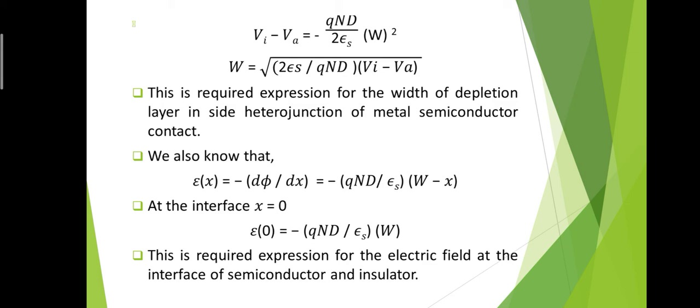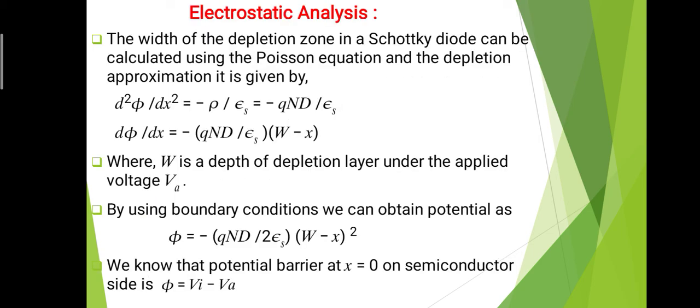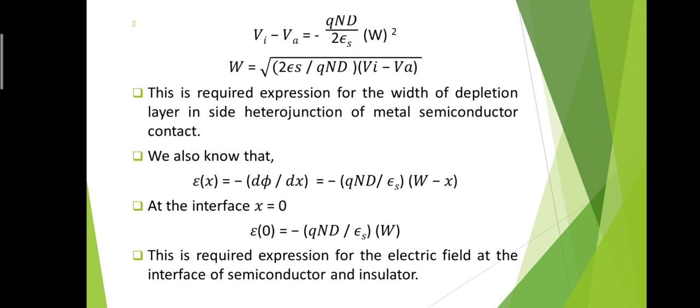Now also we know that the electric field is the negative gradient of the potential, which we can write simply in electrodynamics as E is equal to minus del V. So here we can write epsilon of x is equal to minus d phi by dx, and we know the value of d phi by dx from the previous equation, that is d phi by dx is equal to minus q N D divided by epsilon s into (W minus x). So we can write the electric field as minus q N D divided by epsilon s into (W minus x).